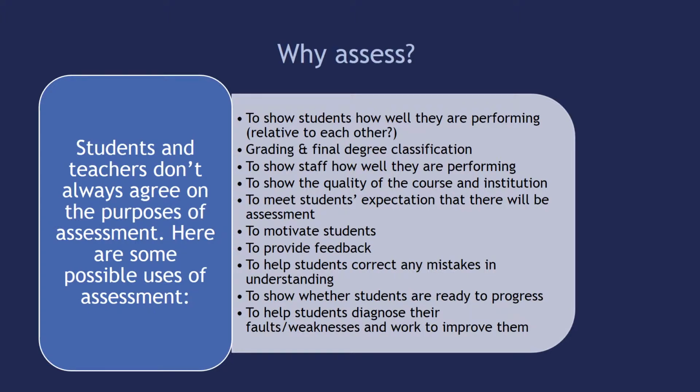So if you don't pass your first year of a degree, that means you're not going to do very well in the second year. So you need to work better on getting to grips with those facts in the first year. And that may mean that you go to summer school, or it may mean that you repeat a year again. But ultimately, it's flagging up that you're not ready to progress to the second year if you fail the first year. And finally, it's to have students diagnose their faults and weaknesses.